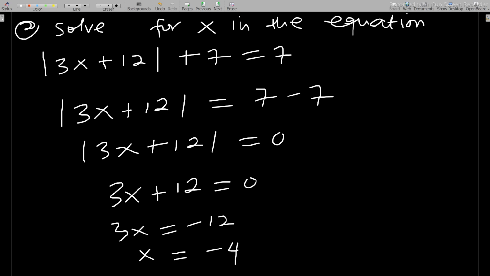Okay, in this, when I put negative 4 here, the expression in the absolute value symbol will be equal to 0, and the absolute value will also give us 0. Okay, this is very simple like that.